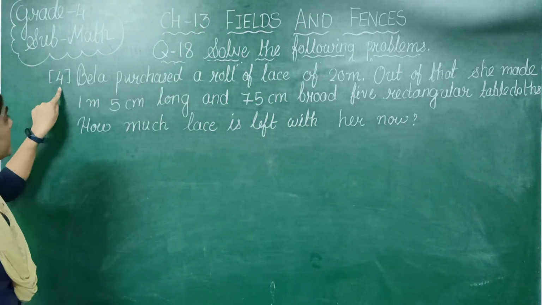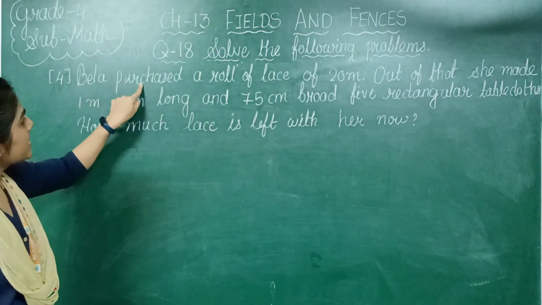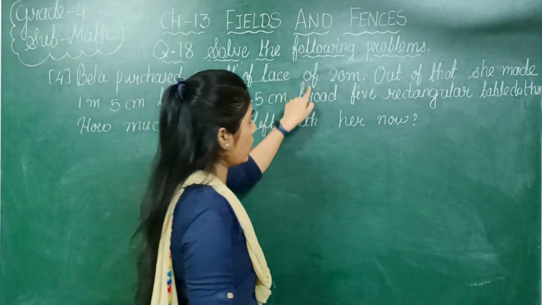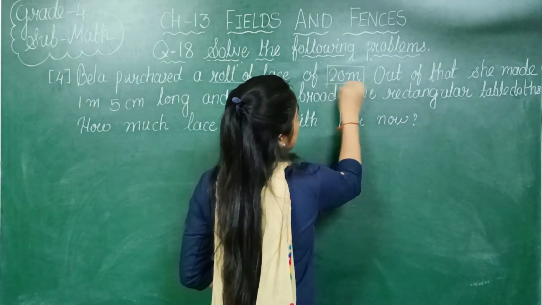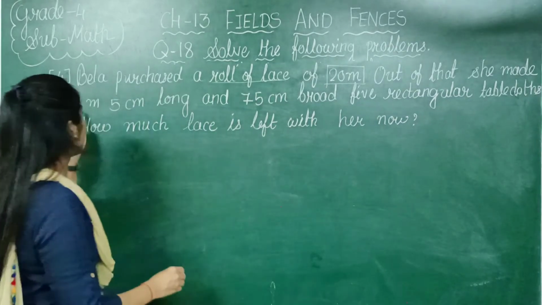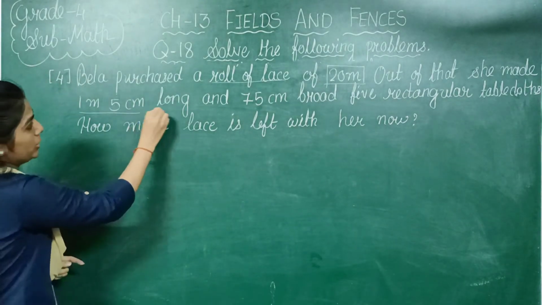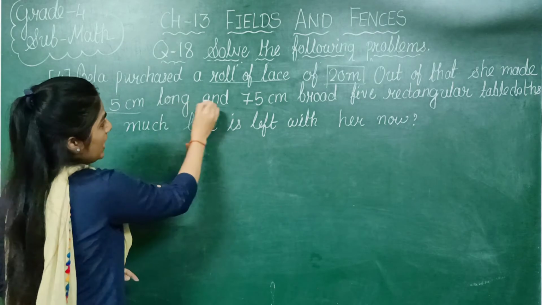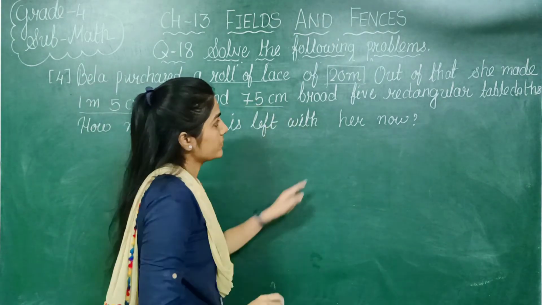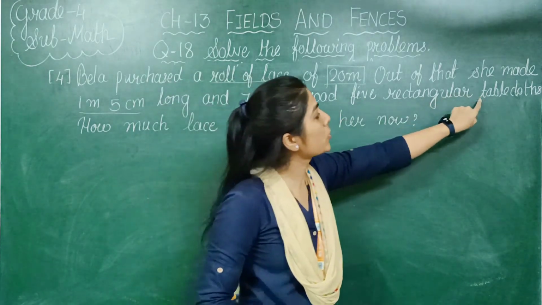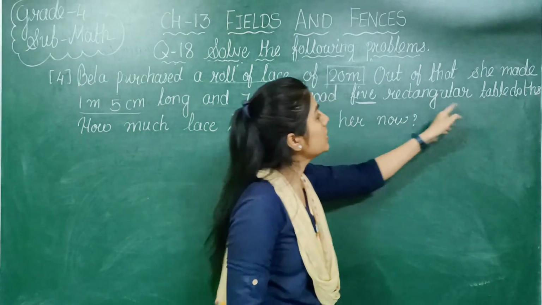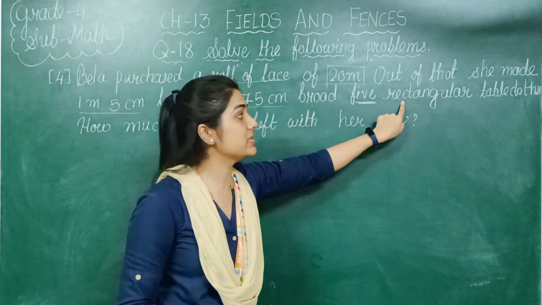Question number 4 is, Bella purchased a roll of lace. A roll of lace of 20 meter. Out of that she made 5 rectangular tablecloths, each 1 meter 5 centimeter long, which means this is the length, and 75 centimeter broad, which means this is the width. The shape is rectangular, that means a rectangle.